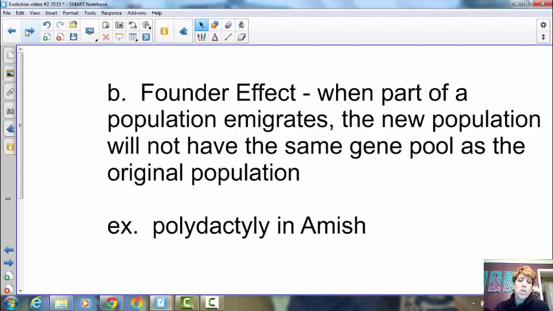So they also, I'm sure you realize, the Amish population, they do not go out and find new husbands and wives outside of their community. So there is a lot of inbreeding there, and their gene pool is a great example of founder effect. It's not the same as the original population.